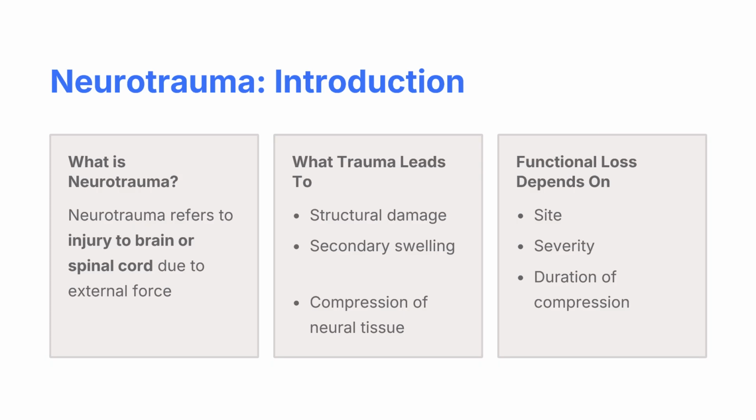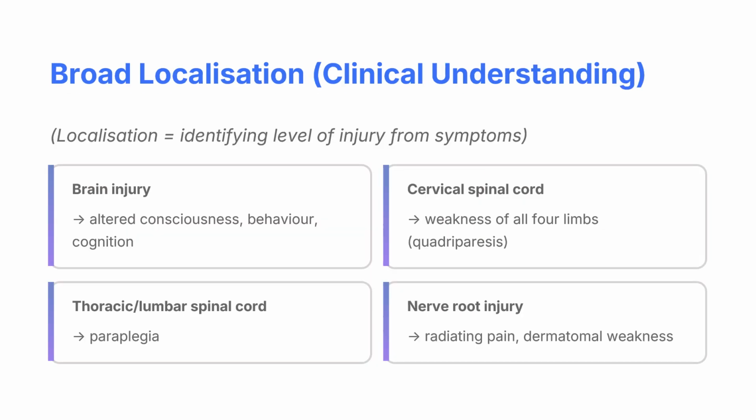so let us understand the injury level. Okay, in the next slide. So clinical localization means identifying the injury level based on its symptoms. Brain injury causes altered consciousness and cognition, but a cervical spinal injury causes quadriparesis. A thoracic or lumbar injury causes paraplegia. Nerve root injury causes radiating pain and dermatomal weakness. Dermatomal weakness means weakness of sensations. So these are the levels of injury.